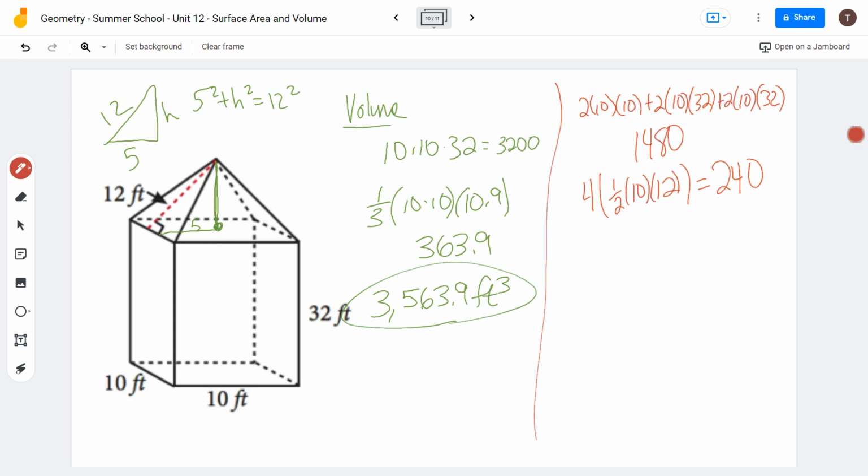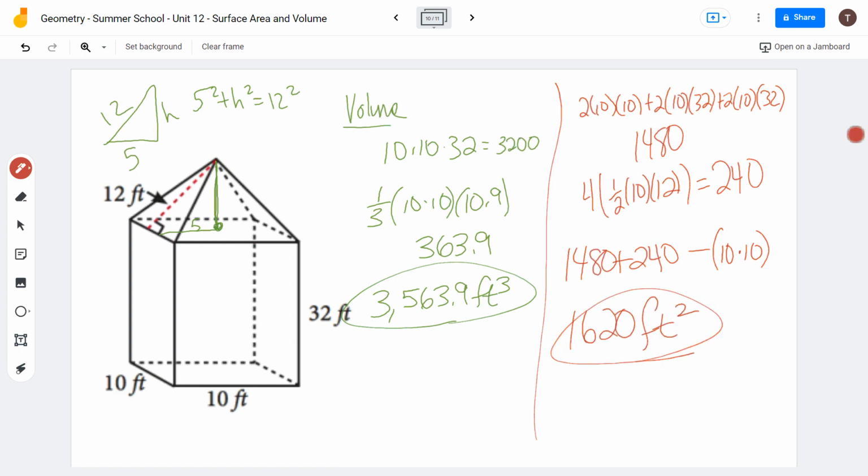Now I do think when I add these up, I did count something that wasn't part of my surface. I counted this rectangle on top, or the square on top, or the rectangular prism. That wasn't actually part of my surface. So I need to subtract a 10 times 10. I need to subtract the area of that. So 1480 plus 240 minus 10 times 10 is 1620 feet squared.